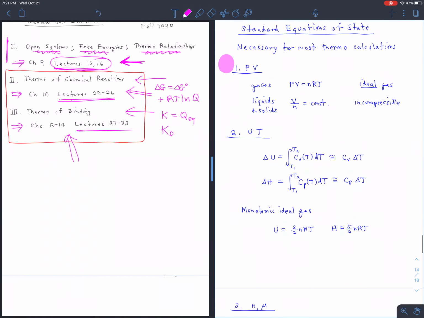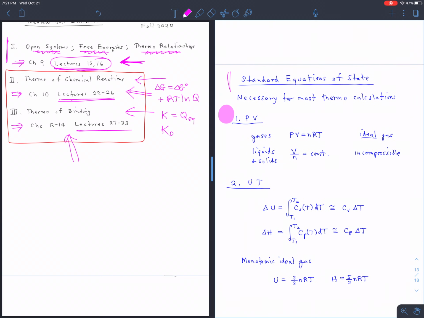And now at the end of chapter 16, we talked about this set of standard equations of state. That's very important from a practical point of view. What are all the equations of state that you need in order to actually do calculations in thermodynamics? Well, there's a set related with pressure volume variables. It's the ideal gas law for gases, and then this rule that the molar volume is approximately constant, the incompressibility condition for liquids and solids.